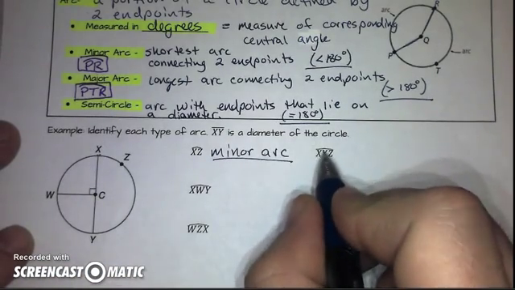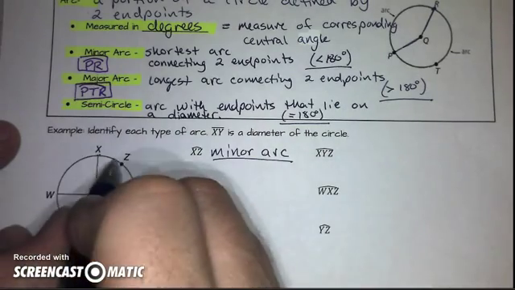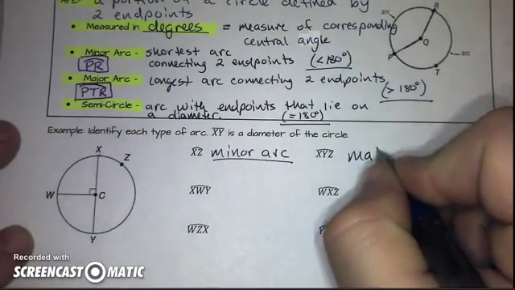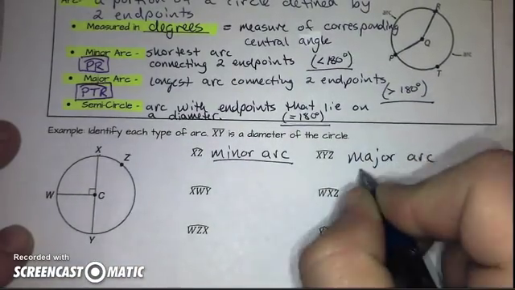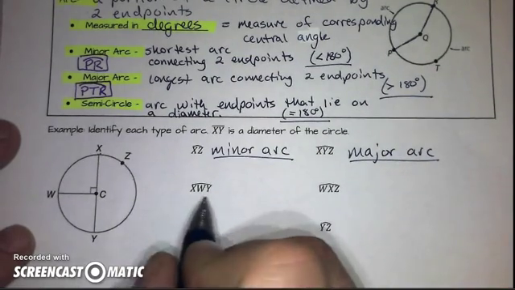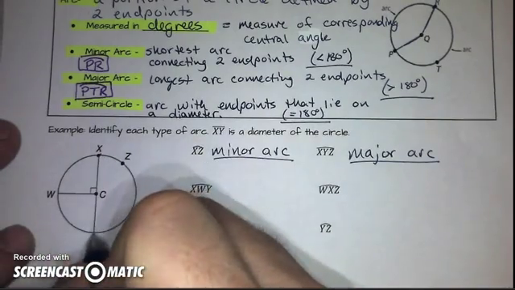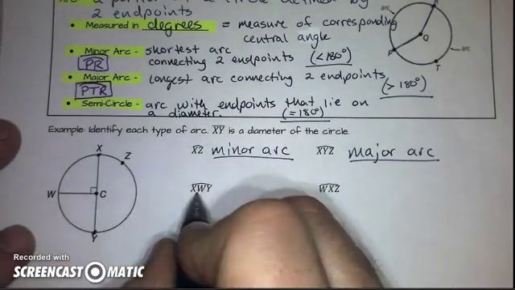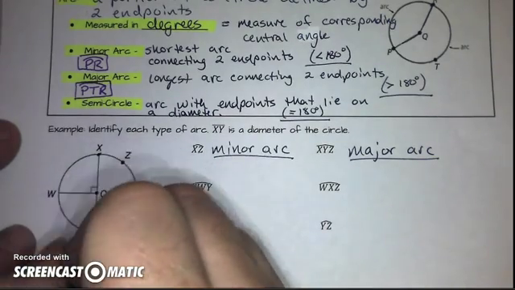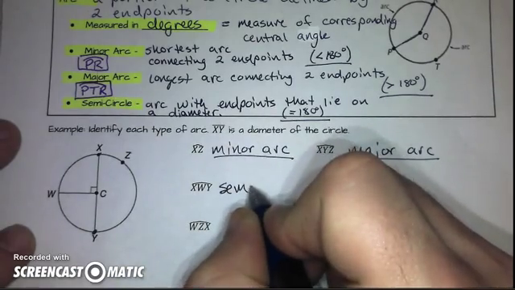Then the next one we talk about, XYZ. The two endpoints are still X and Z, but we go through Y to get to Z. So that is the major arc that corresponds. You'll notice the major arc is always using 3 letters. XWY. Notice the endpoints are X and Y. Those are the diameter. So you might think, oh, that's a major arc, there's 3 letters. But these endpoints are on the diameter, so it makes it a semicircle. We don't call it a major arc. It's a semicircle.